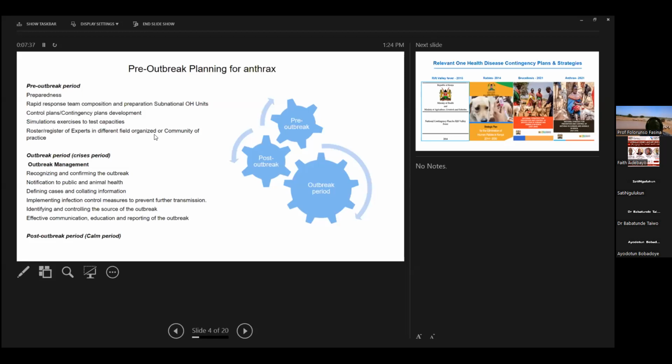Who are the people closest to the source of infection, to the index case, that we can mobilize to begin to act immediately so that we reduce what we call critical response time? That's time to respond to an outbreak. The more you can reduce it, the better in terms of disease management. And so also during the outbreak period, these are some of the things you can do, and the post-outbreak period is also there.